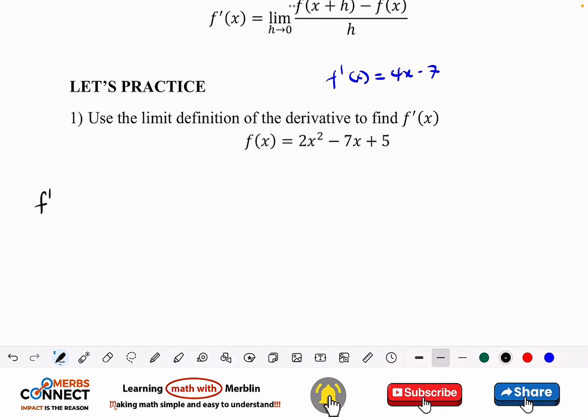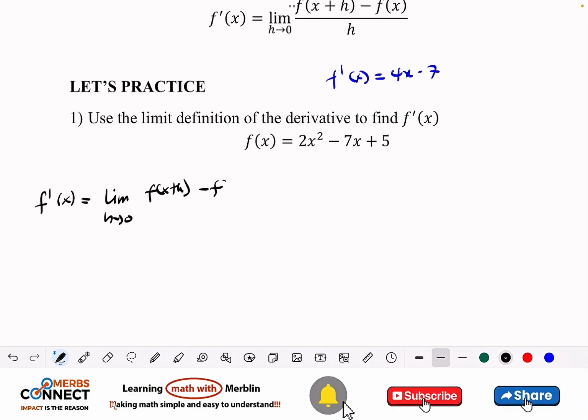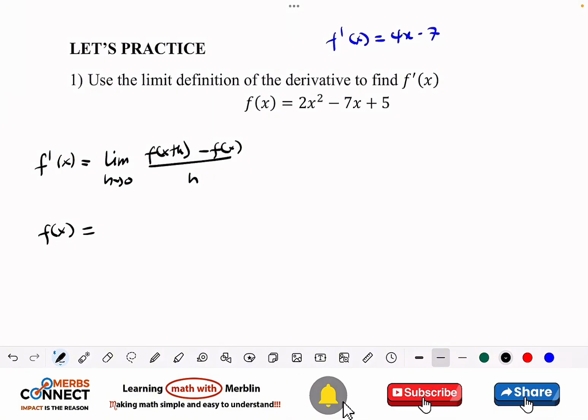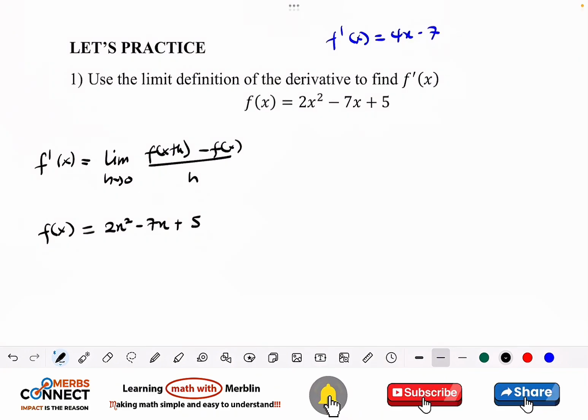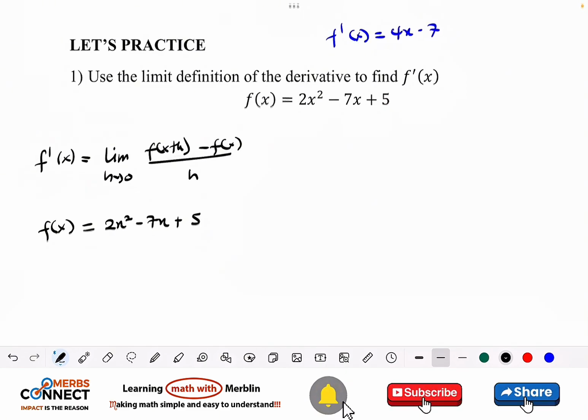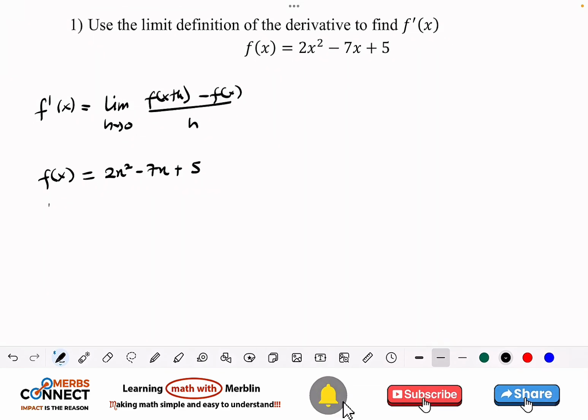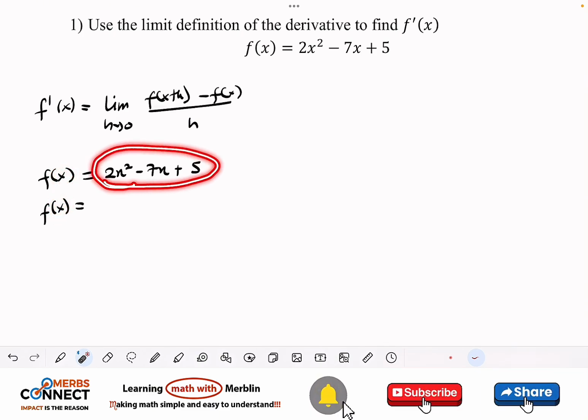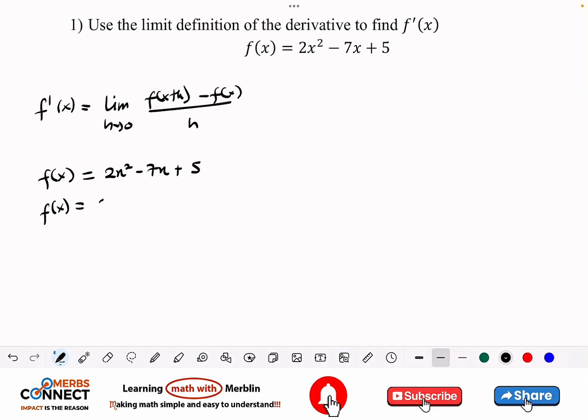Now I know the limit definition: f prime of x is equal to the limit as h is approaching 0 of f of x plus h minus f of x, divided by h. When a question is given to you, they are going to give you f of x. So since they've given us f of x here, 2x squared minus 7x plus 5, this is what I do to help those who are not good with expanding. I write the f of x again, but I make sure that I put all my x in parentheses. So I'm going to have 2, my x inside parentheses squared, minus 7, my x in parentheses, plus 5.